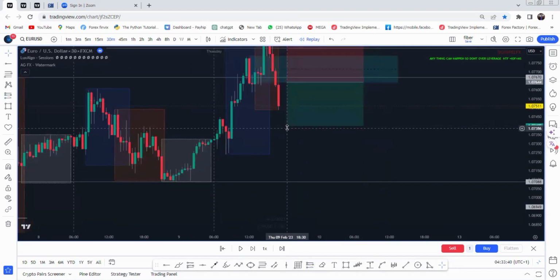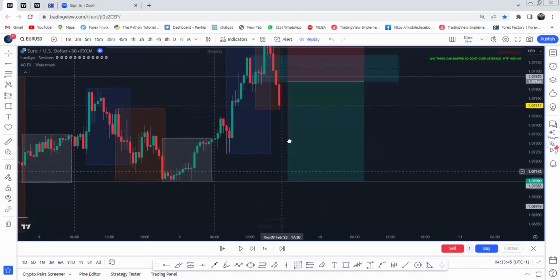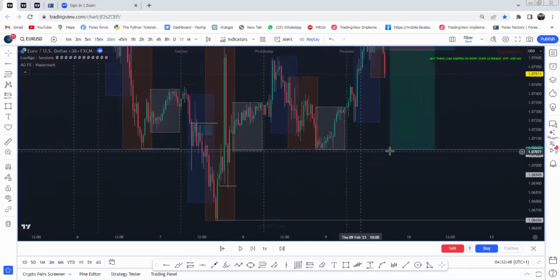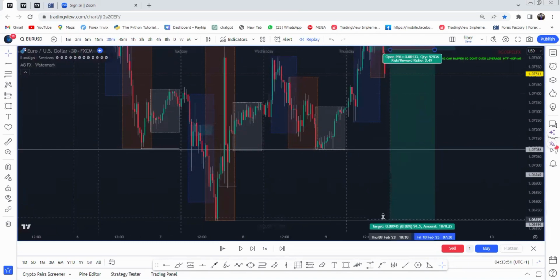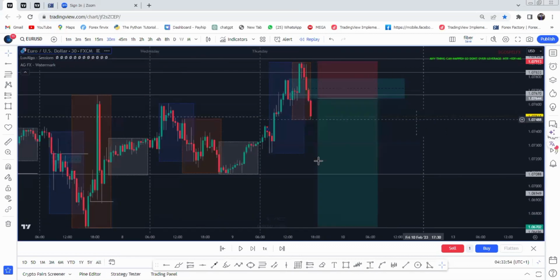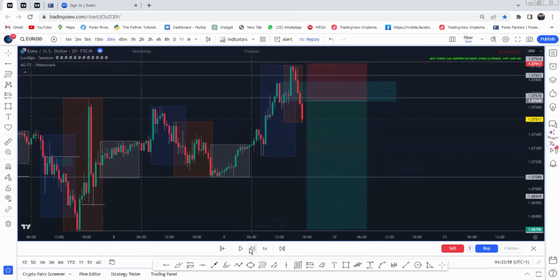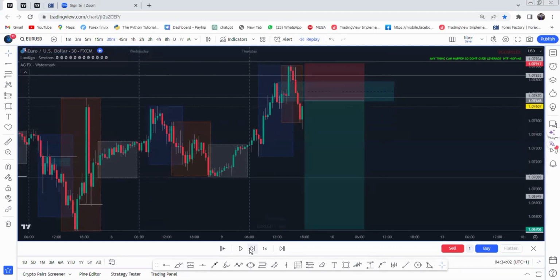So this is a New York reversal trade. Our target can be this low and subsequently this low. So this trade idea is a New York reversal trade. Let's see if it's going to tap us in or not.